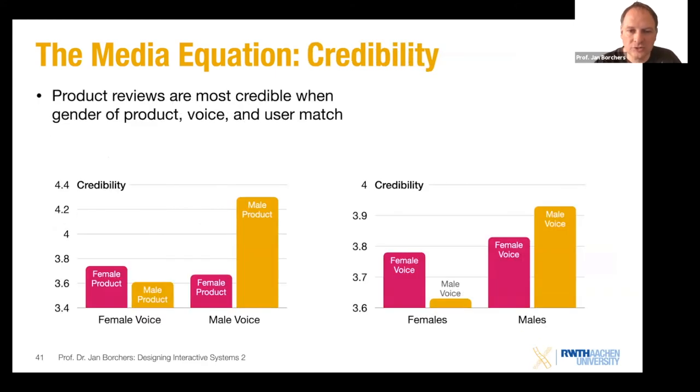Here's another one, also from that same research that Cliff Nass did. Again, on credibility, this gets a little more complicated, so please stick with me. This shows examples from an auction site. And let's first look at the left graph here. We have a female voice reading a product description, a product review, and a male voice reading the product review. The review is always the same, right? The product is always the same.